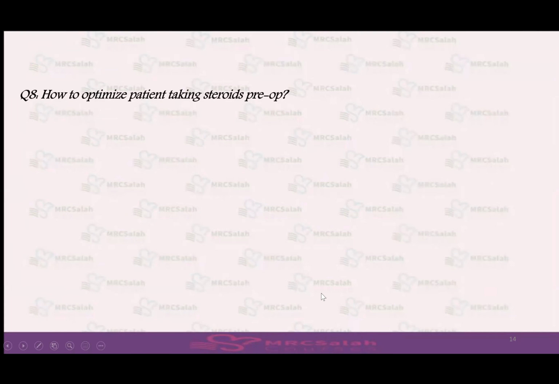How do you optimize a patient taking steroid pre-operatively, Dr. Mustafa? It's according to the dose. If the dose is less than 10 milligram, the patient will take the same dose. If it is more than 10 milligram, I will give the patient 100 milligram at induction plus the original dose of the patient. Then I will give maintenance 200 milligram hydrocortisone.